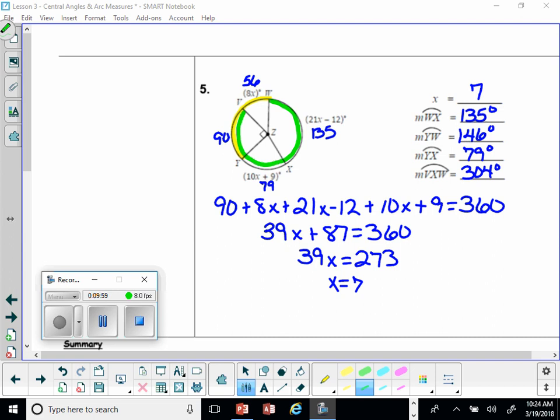All right, for your summary, write the relationship between the central angle and the intercepted arc, and also tell me what all of the arcs and all of the central angles in a circle add up to.